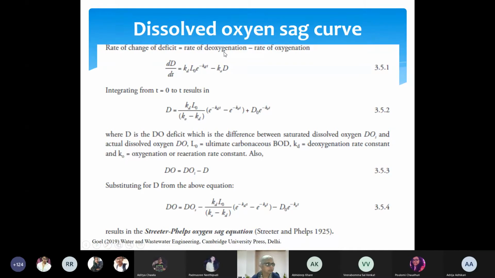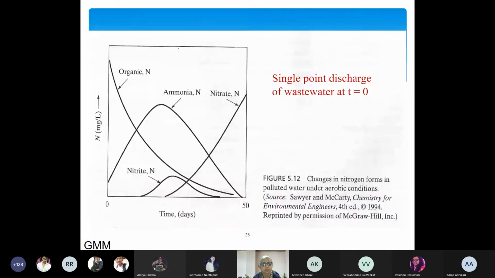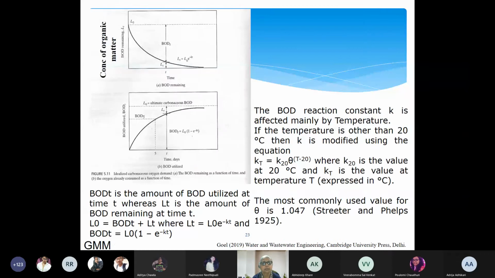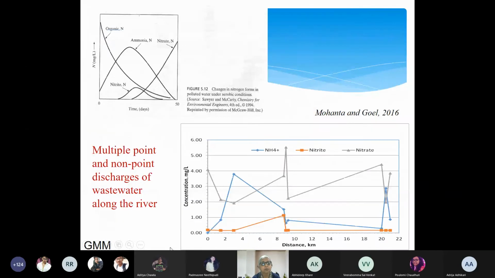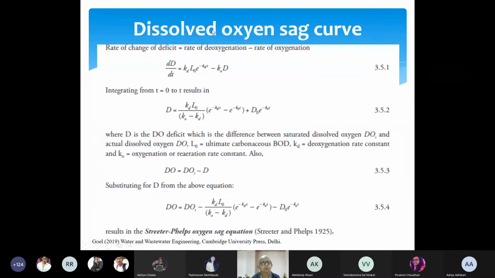Now, rate of deoxygenation is based on the derivation we did in the last class about the BOD test. Just to refresh your memory, I'll show you those graphs. We did all this derivation for the BOD test. This is the oxygen demand remaining at any point t. We're going to be using these equations in our DO analysis. So the first equation is the rate of deoxygenation. Kd is our rate constant, L0 is the ultimate carbonaceous BOD.